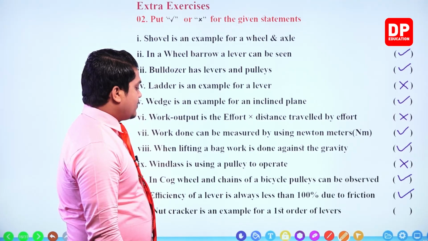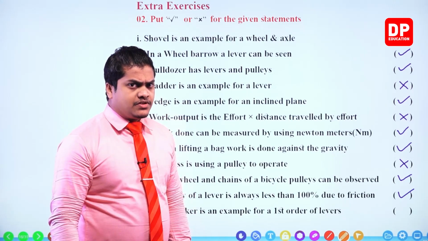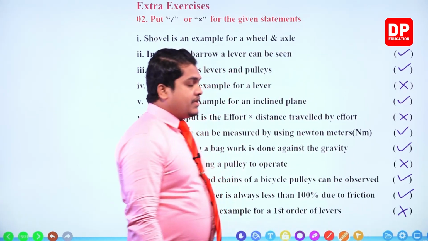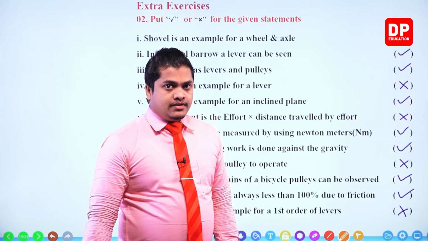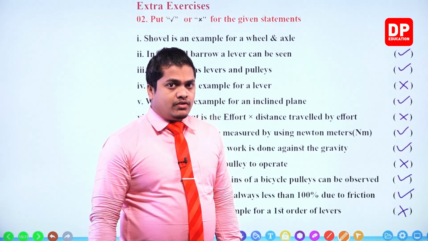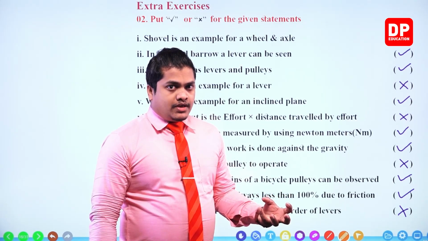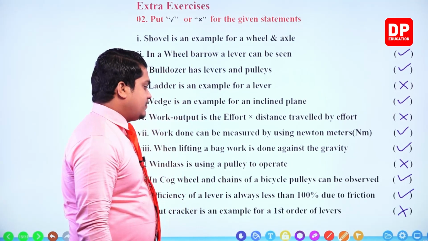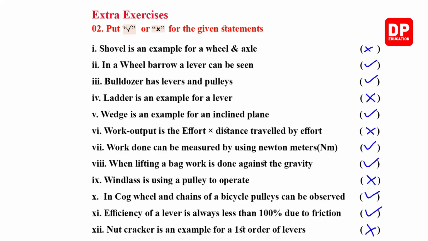Nutcracker is an example for a first order lever. Nutcracker is not an example for a first order lever, so this is incorrect. Within there, the load is at the middle, the fulcrum is at the end, and the effort is at the other end. So it's not an example for a first order lever. Within a first order lever, my dear children, the fulcrum should be at the middle. So nutcracker is not an example for a first order lever. So it is incorrect. These are the answers for the second question.